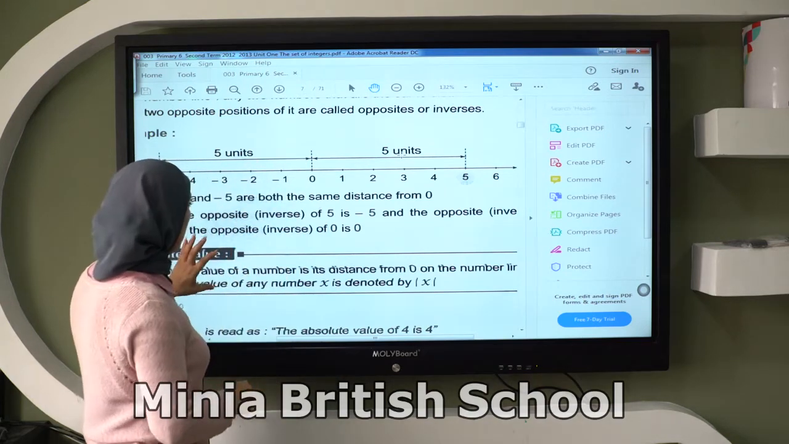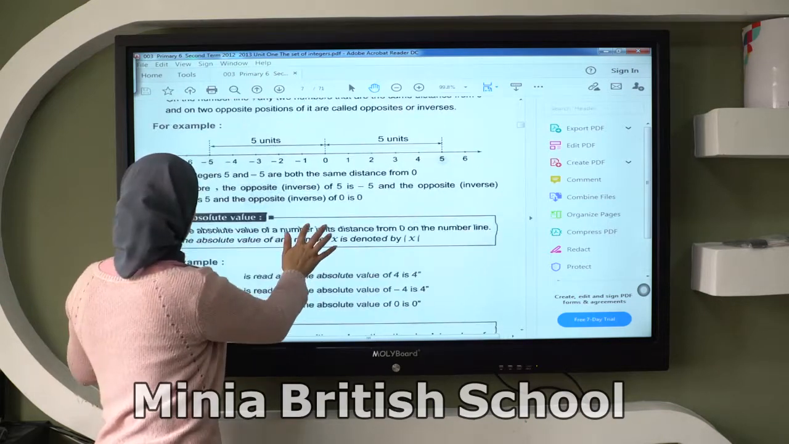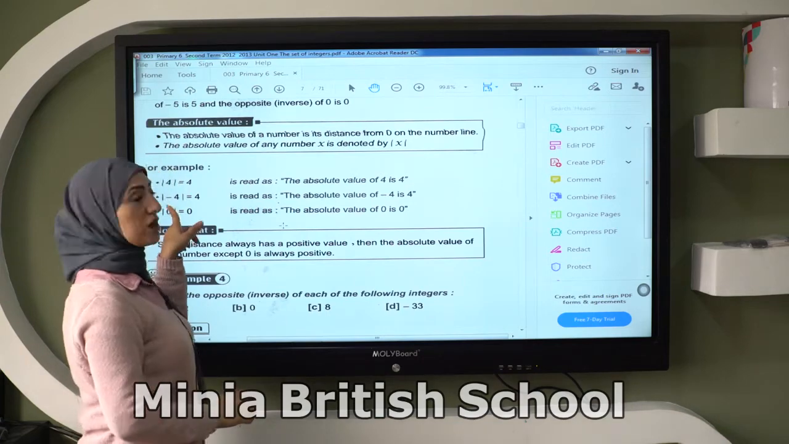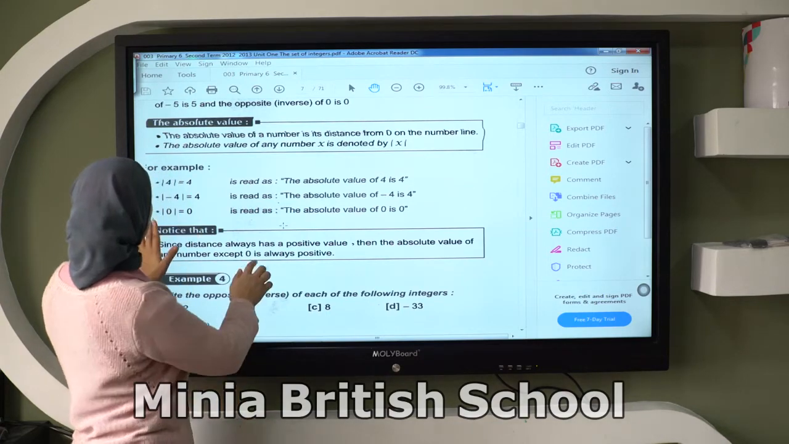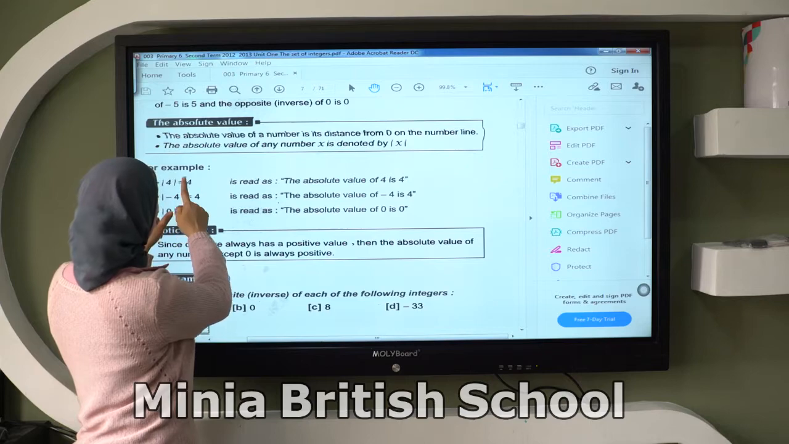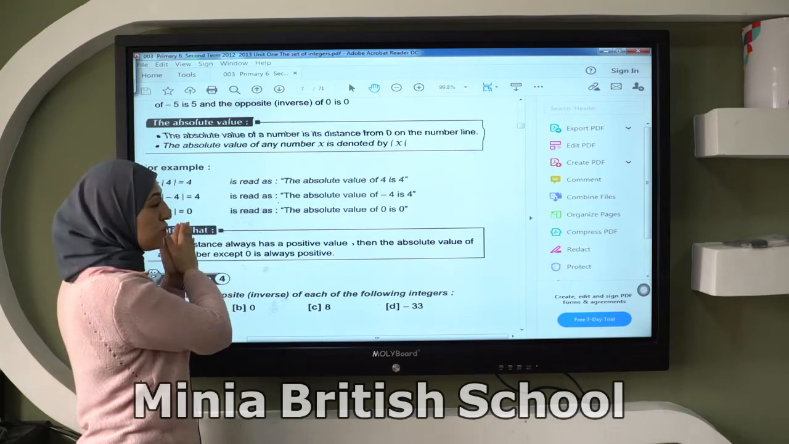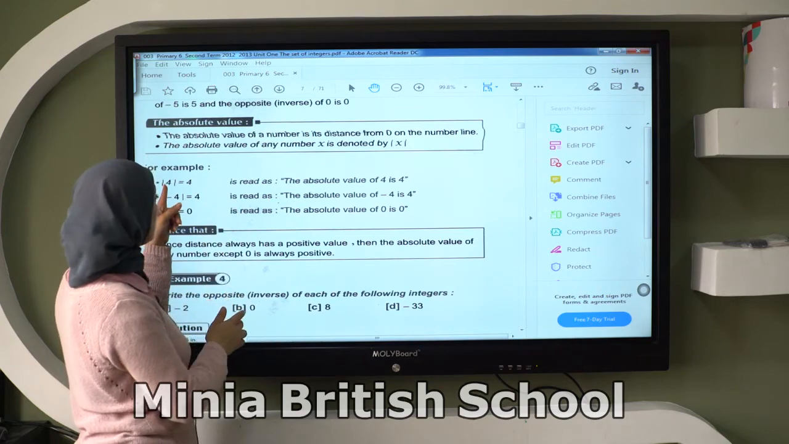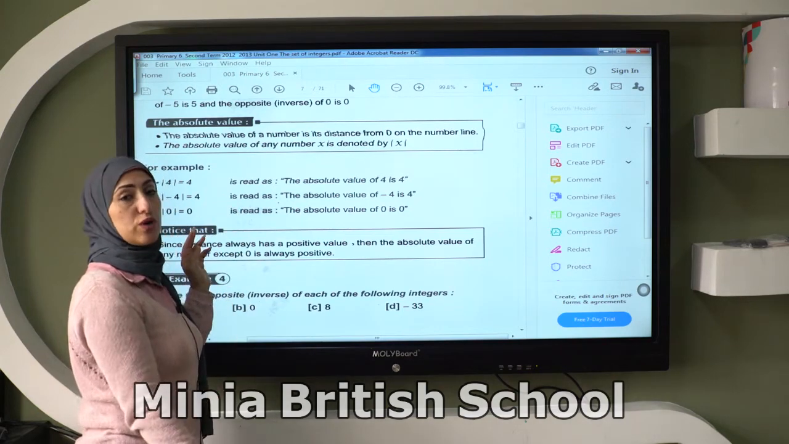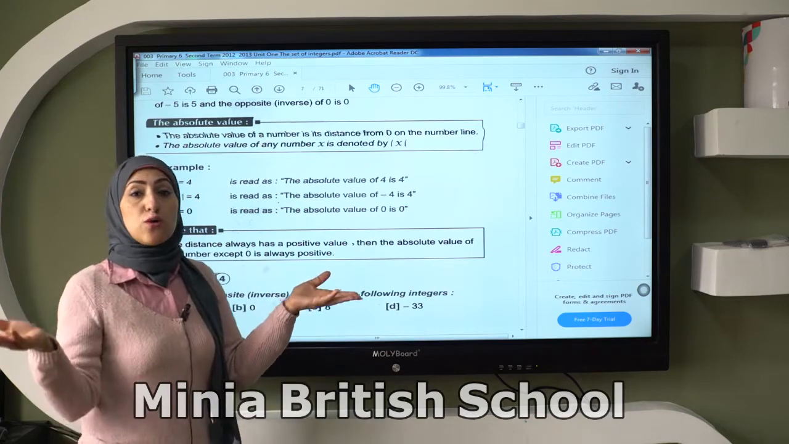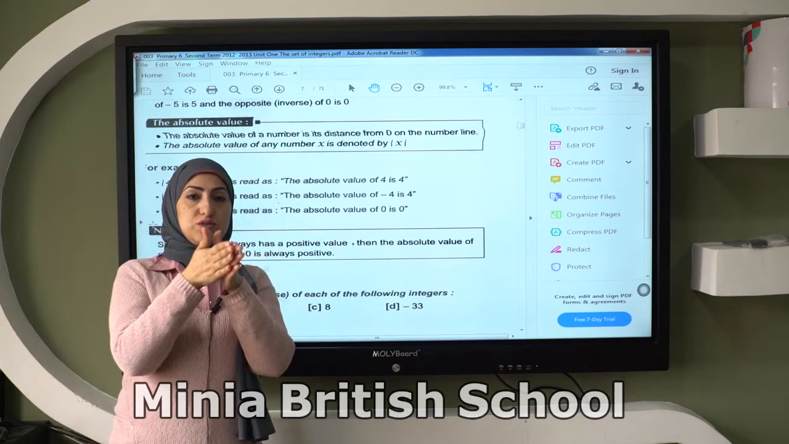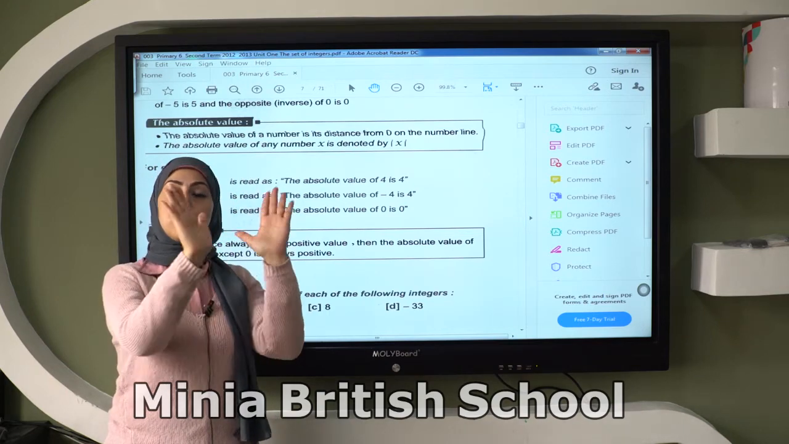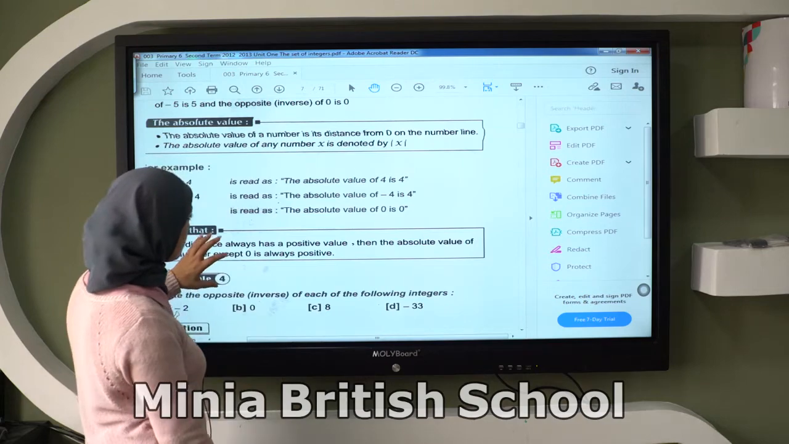What is the sign of the absolute? It's like this, okay? This line and -4 and this line. This means the absolute value of -4, it will be 4. The absolute value of 4, it will be also 4. The absolute value of 0, I want to calculate the distance between 0 and 0, so it's the same point, so it will be 0 as it is.